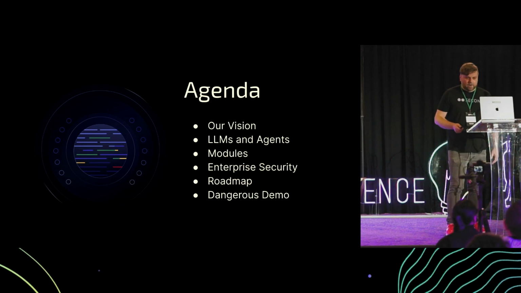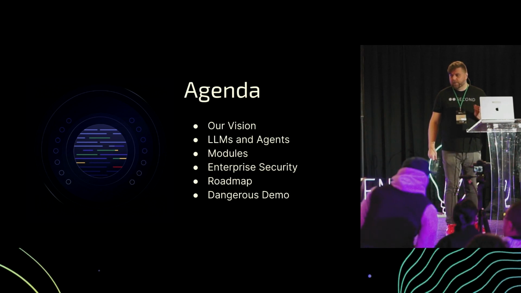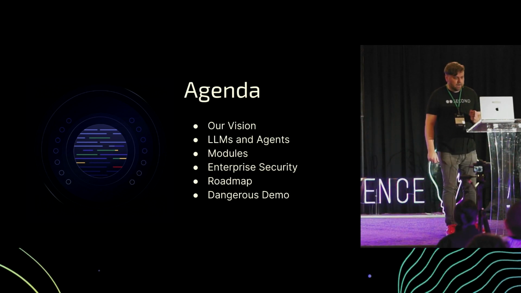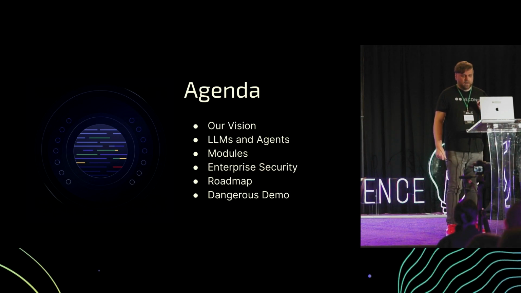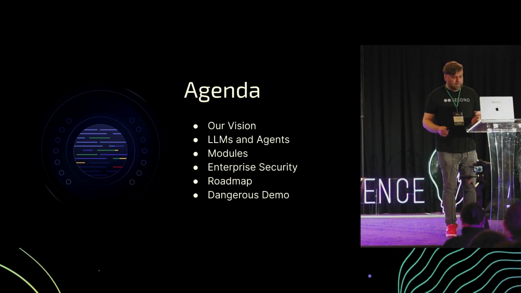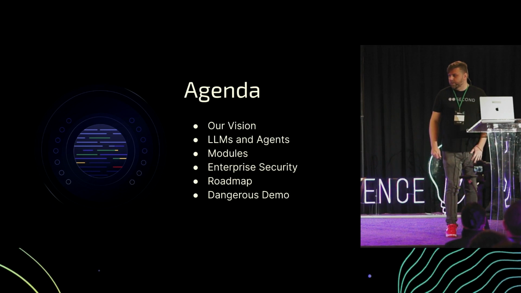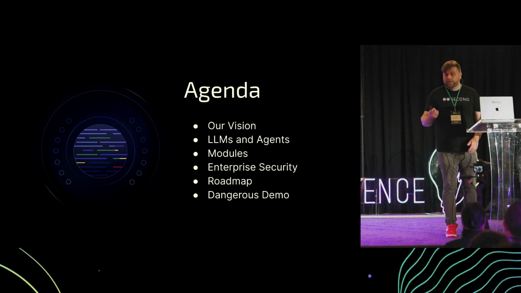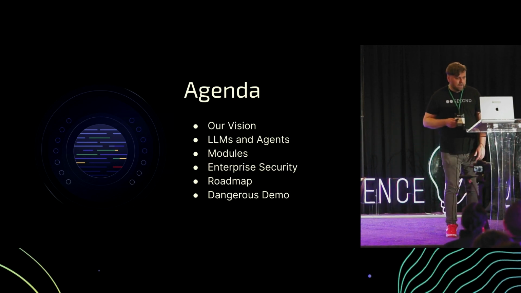So the agenda for this talk is I want to talk a little bit about our vision. I'll speak real briefly about LLMs and agents. I'm going to talk about modules. So modules is a special concept for Second, which makes us pretty unique. I'll touch on enterprise security, talk about our roadmap, and the fun part at the end is I will do a dangerous demo. Dangerous for two reasons. It's an AI demo, so very dangerous in its nature, because things can go wrong, as you've seen with AI agents before. And also for us, we actually just recently rebuilt our agent infrastructure. So I'm going to show you something that no one else has seen before. It's a beta of our new agent architecture, and I think it should be pretty fun.